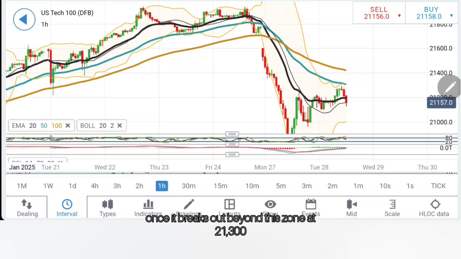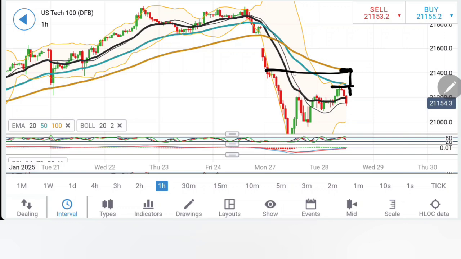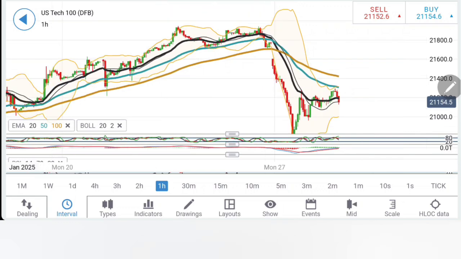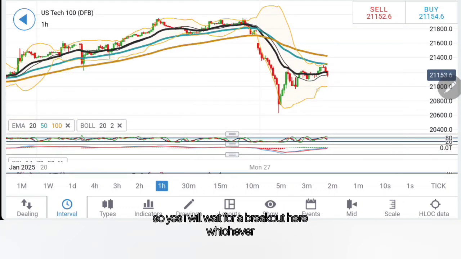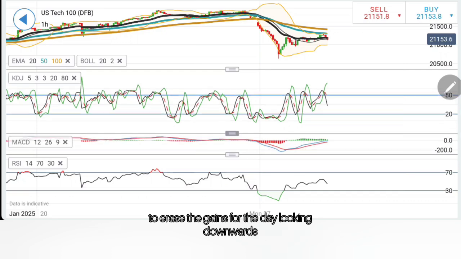Else, what could happen once it breaks out beyond this zone at 21,300, we can look forward to the next milestone at 21,400, and once 21,400 is taken, it may attempt to fill the gap here on the upside towards 21,700. So yes, I will wait for a breakout here, whichever direction it delivers. Right now it is trying to erase the gains for the day, looking downwards, staying bearish.